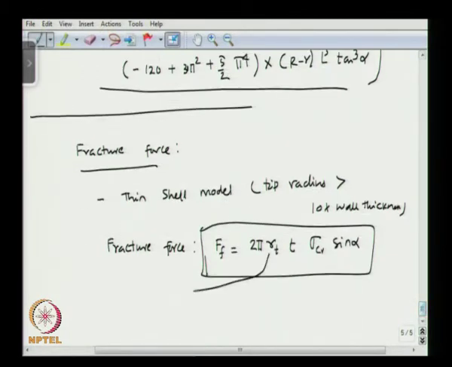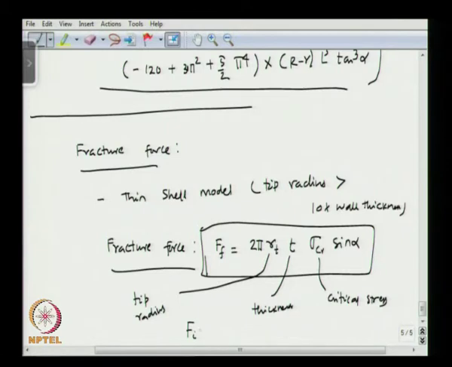So, here R should be the tip radius and T should be the thickness of the wall, because we are talking about a hollow microneedle, and this is the critical stress in fracture, right. So, we also have to ensure in the design that the fracture force is not exceeded by the insertion force. So, the insertion force has to be less than the buckling force and it also has to be less than the fracture force.